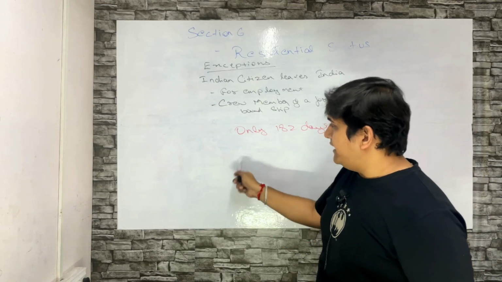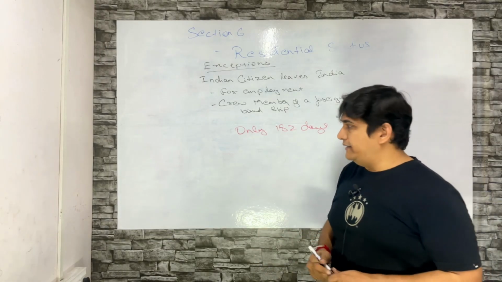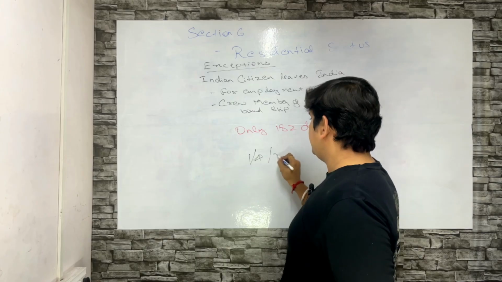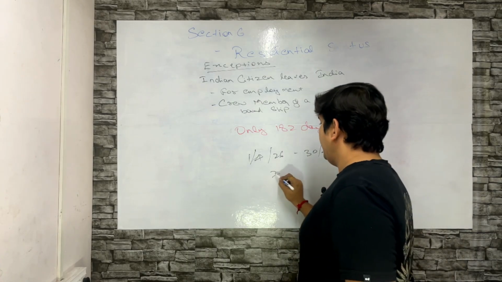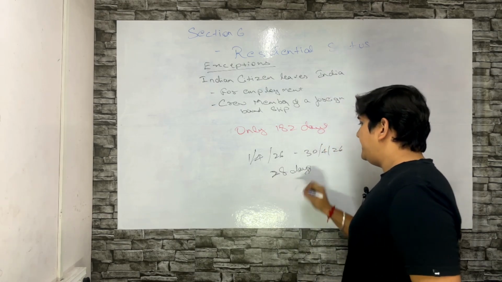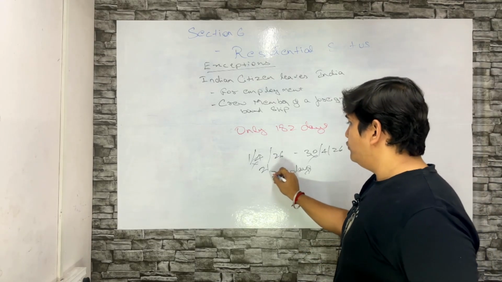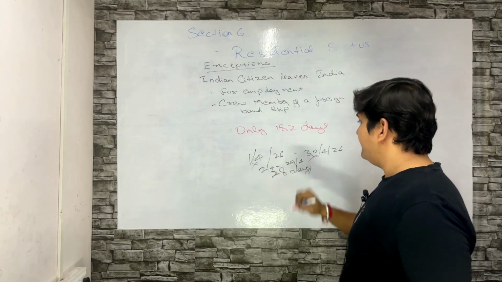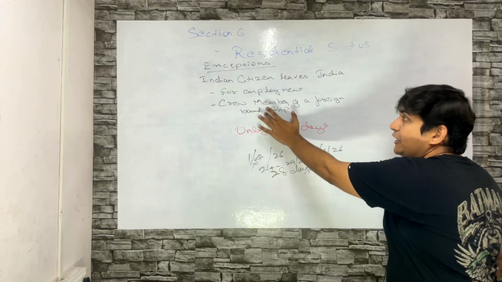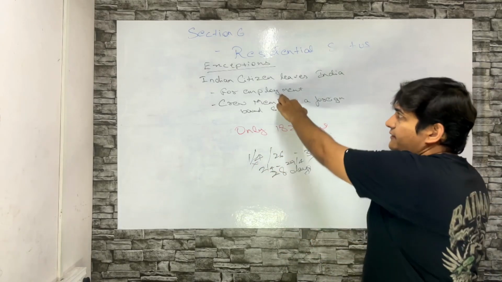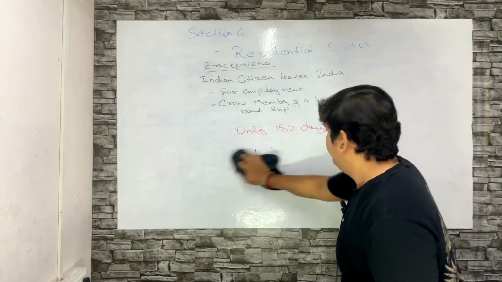If a ship arrives on 1/4 and leaves on 30/4, the number of days would be 28. Why? Because the arrival and departure days are not considered. Only the period from 2/4 to 29/4 will be considered. This condition is only for crew members. If it is employment, the date of arrival and date of departure follow the same rule. Do not get confused.